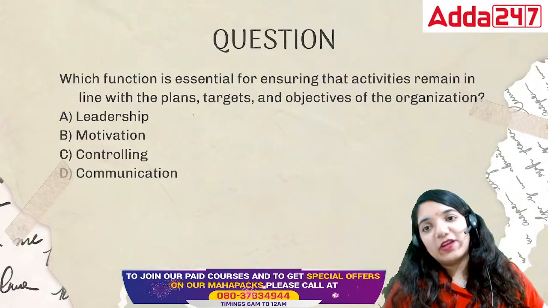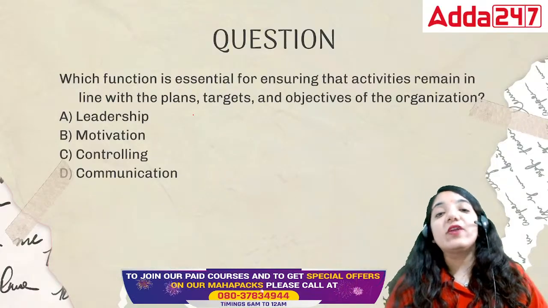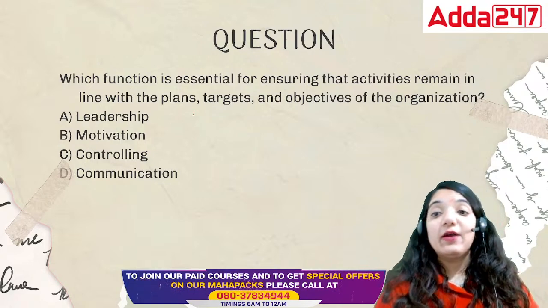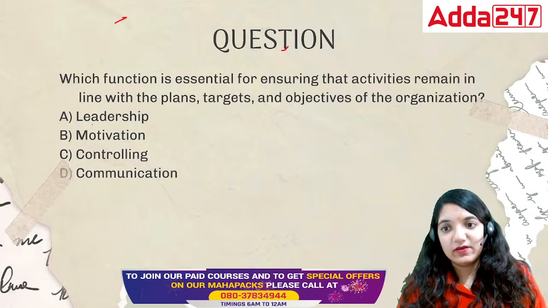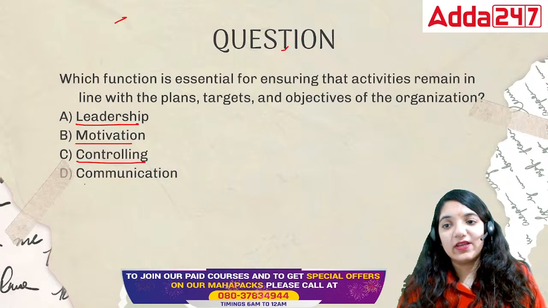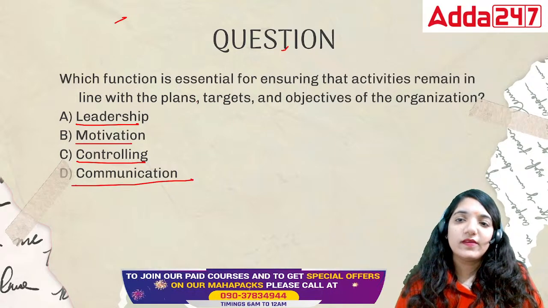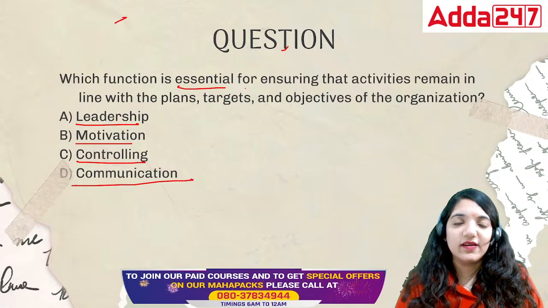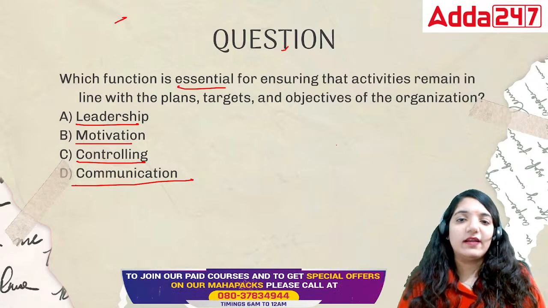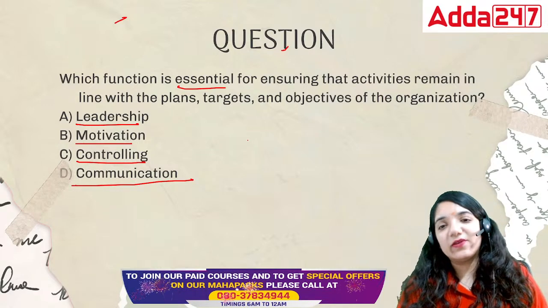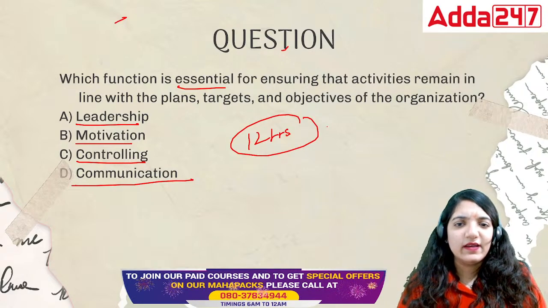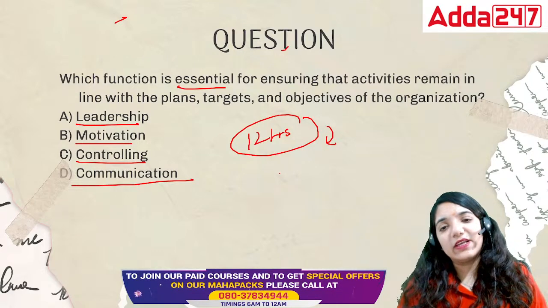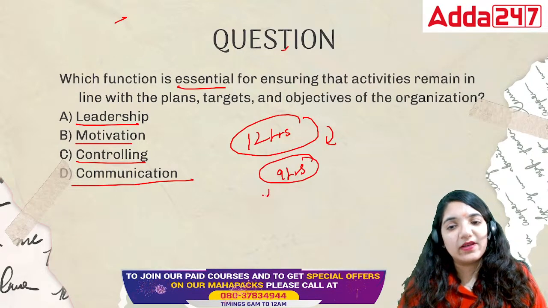Leadership there. Next point, which function is essential for ensuring that activities remain in line with the plans, targets, and objectives of the company? Leadership, motivation, controlling, communication. What happened is, I thought that today I will study for 12 hours, content making, everything else. But somehow I could only do 9 hours. What's the deviation, everyone? 3 hours?